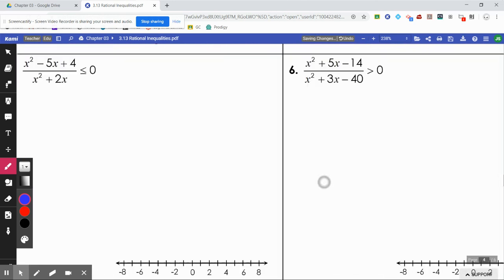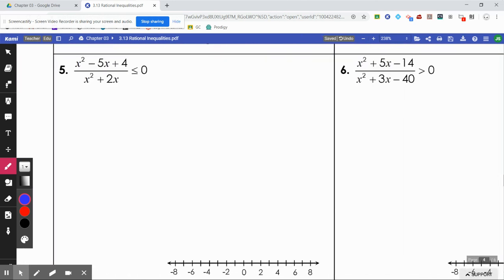The next one, number 5. Let's go ahead and set the top equal to 0. Again, we're finding critical values. This will give me all my x-intercepts. So factor, that's going to be an x minus 4 and an x minus 1. So you have x-intercepts at 4 and 1.